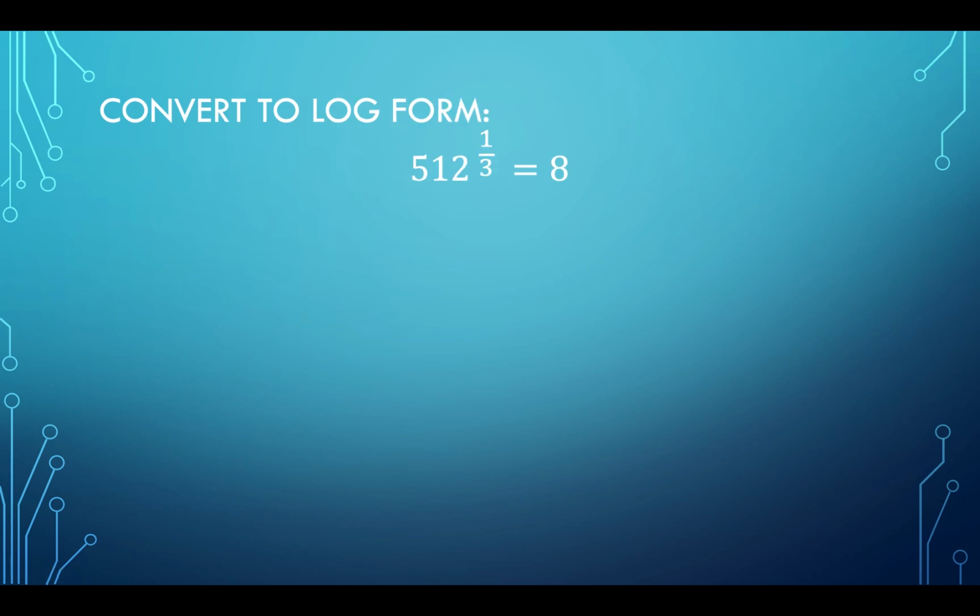So let's convert this to log form. 512 to the 1/3 power is equal to 8. So log base 512 of 8 is equal to 1/3. If we wanted to check that makes sense, 512 to the 1/3 power does equal 8. So as long as you remember base, answer, exponent, you'll be set.